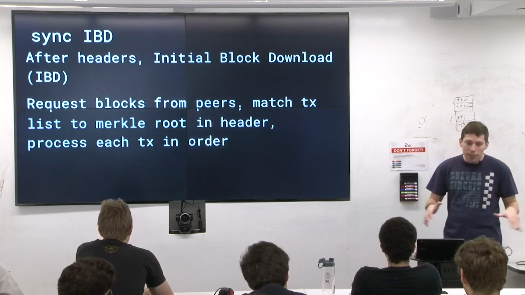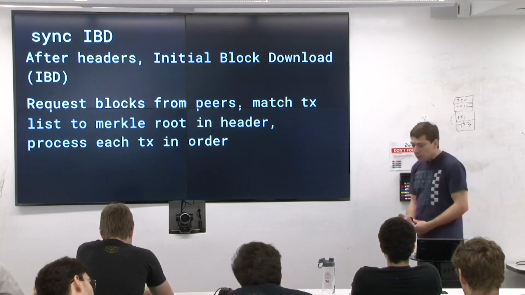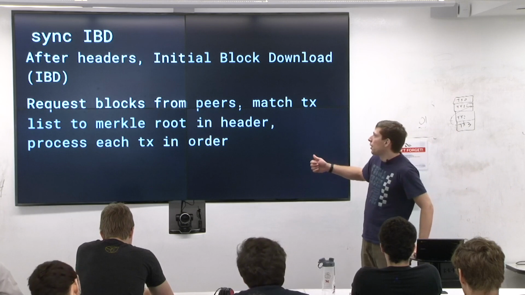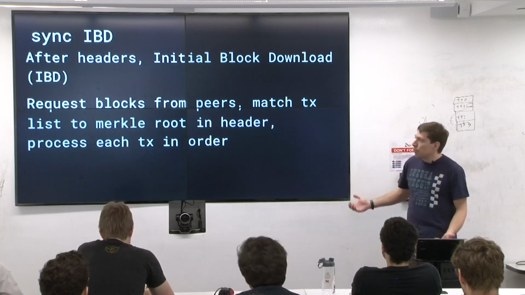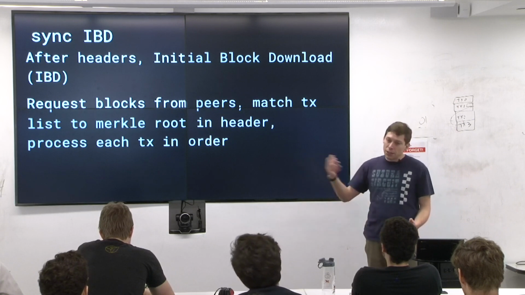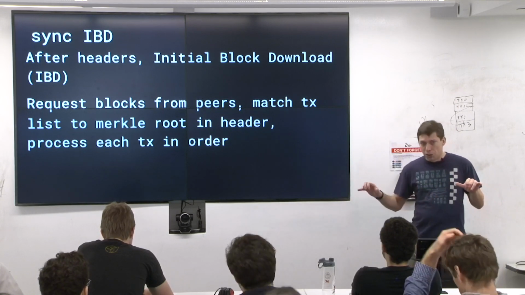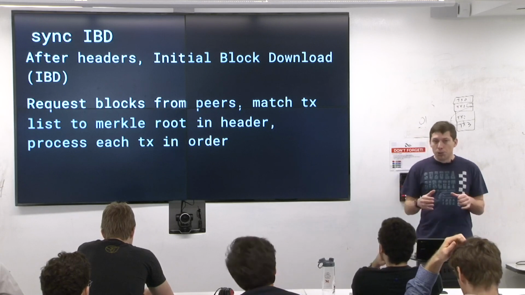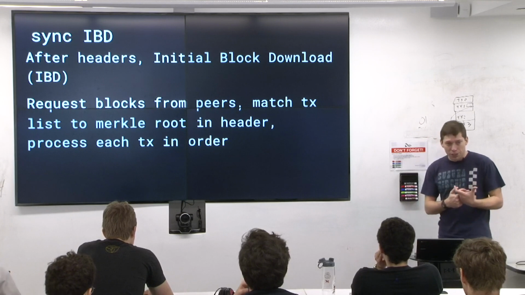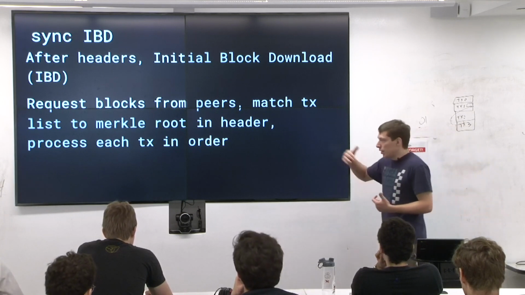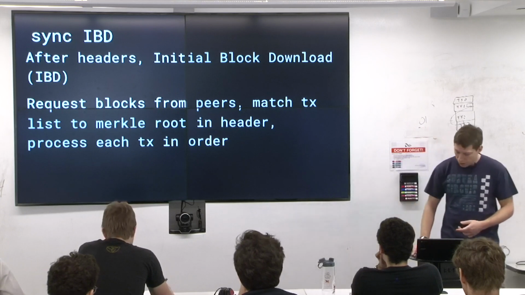I have the header, what are all the things that go into the Merkle root? So you request blocks from peers, you match the transaction list, the Merkle root and the header, and you process each transaction in order, right? So you download it, say, okay, here's all these transactions, let me take the hash of all of them, compute the Merkle root, make sure it matches the Merkle root I see in the header I've already gotten, and now process each transaction.